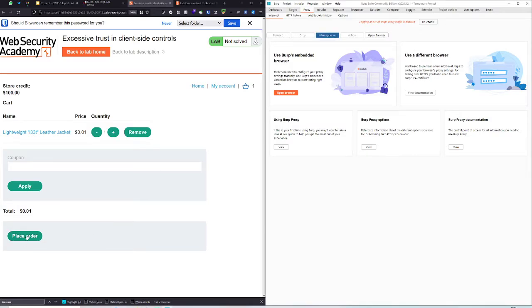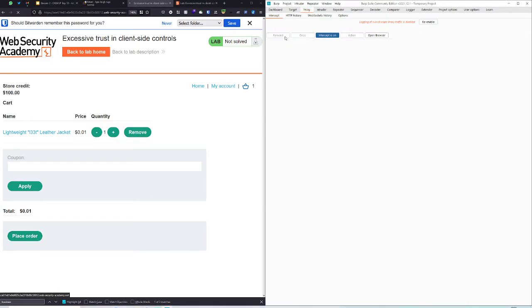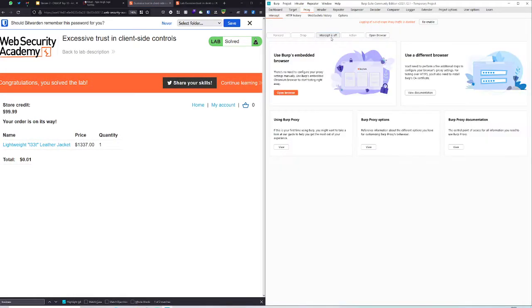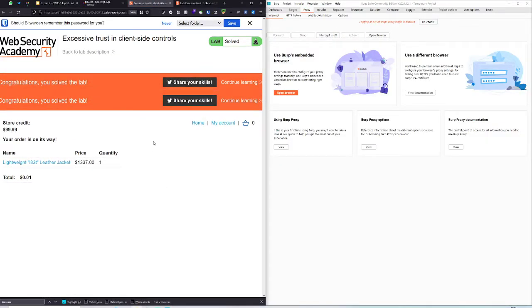Let's place order for one cent. There we go, we solved the lab. So instead of buying a jacket for $1,337, we bought one for 1 cent. Perfect, really. Let's see if we can do one more, because that was quite quick.